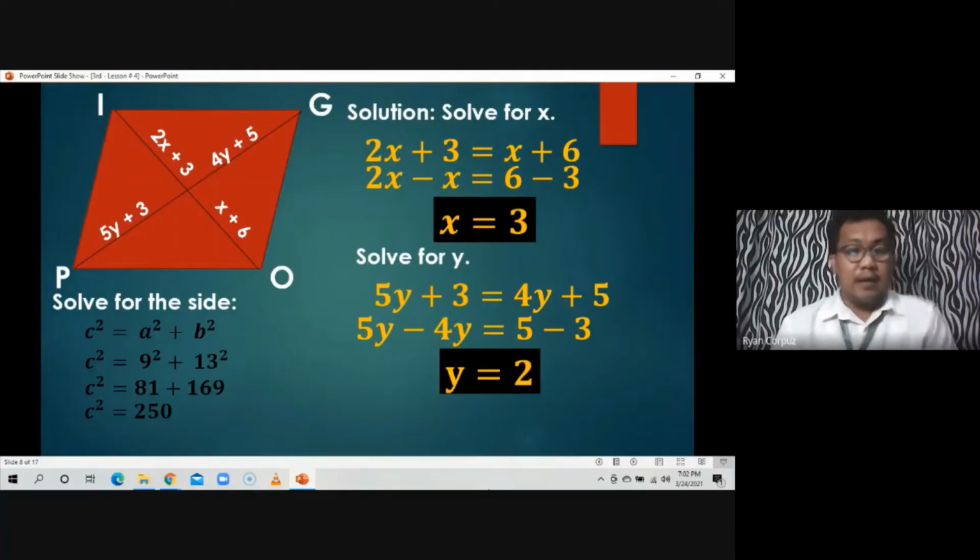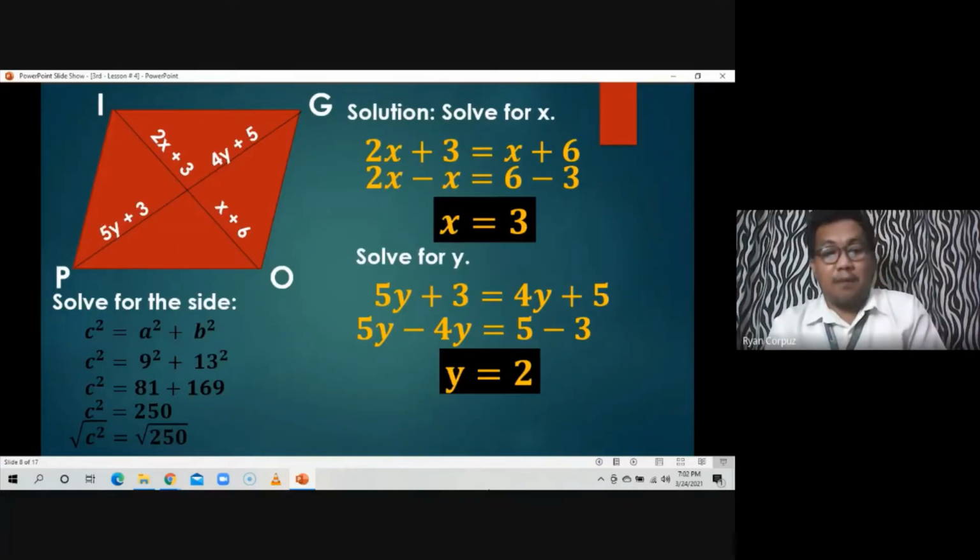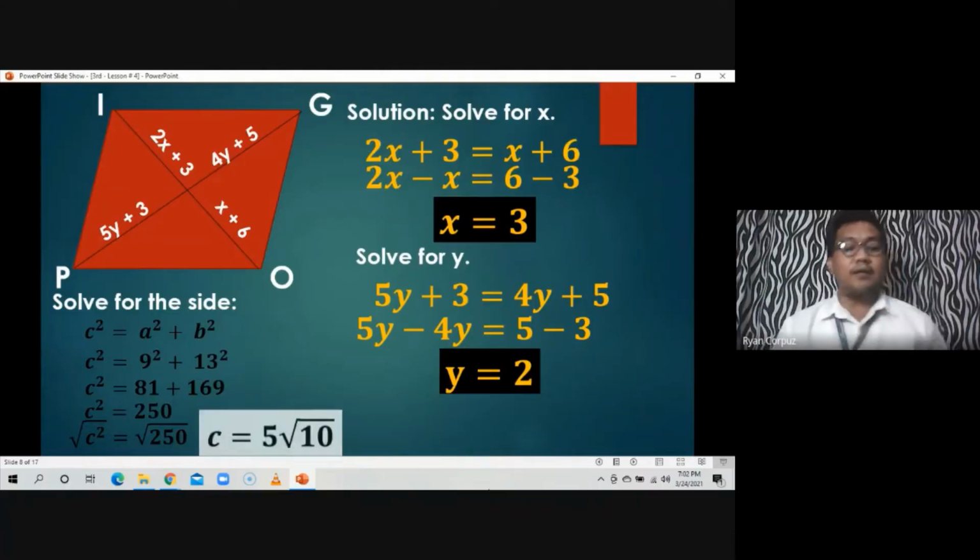Then get the square root of it. Since 250 is a non-perfect square, but it has factors, the right factors for 250 are 25 times 10. 10 does not have any more factors that are a perfect square other than 1. But 25 is a perfect square. What's the square root of 25? Square root of 25 is 5. Then 10 will be left inside the square root sign. So that will come up with the value of c as 5 square root of 10.